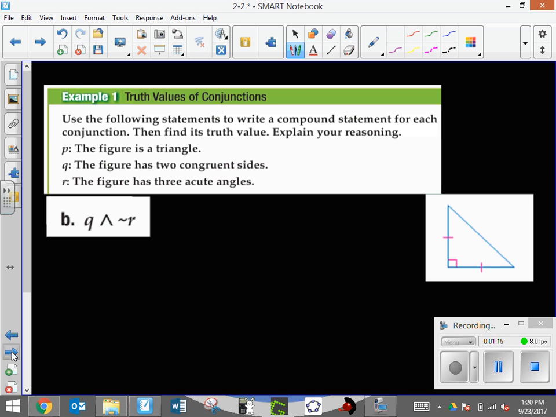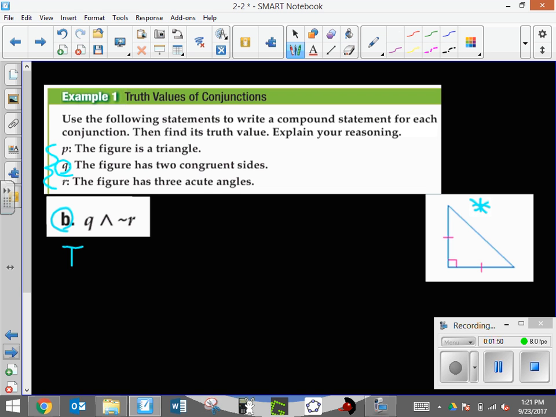Okay, if we go to example 1, you can see all of our statements are right up here. And then we're taking those statements and we're going to write the statement Q and not R. That's how we say that. Once we write that statement, then we will determine its truth value based on our triangle right over here. So we're going to locate the statement Q. It's right here.